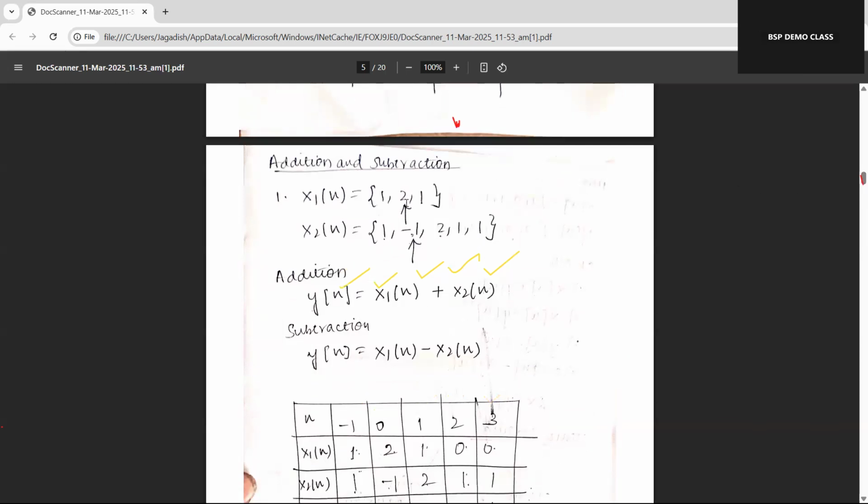See x1 of n and x2 of n. Okay, x1 of n, the values will range from -1 to +1. Here the values will range from -1 to +3.